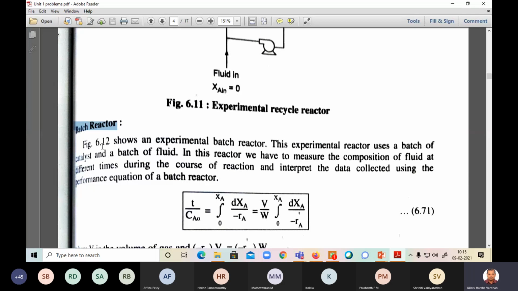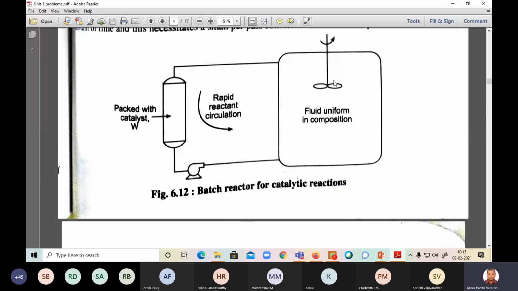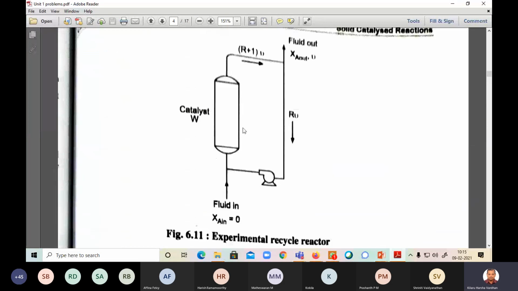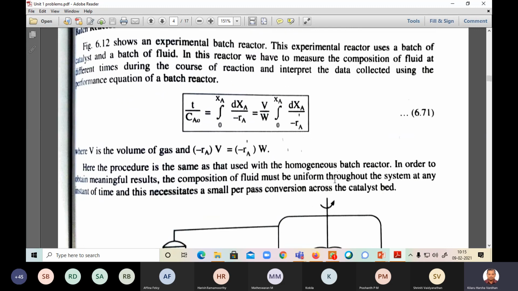So 6.12, this is the figure of that batch reactor where there is a uniform concentration. Here what is being assumed is that this particular recycle reactor output is coming out and you are putting it into a batch reactor where there is mixing going on, and then sending it back here. That is what is happening here. You can see there is a rapid circulation, giving a uniform concentration here because of the batch reactor.